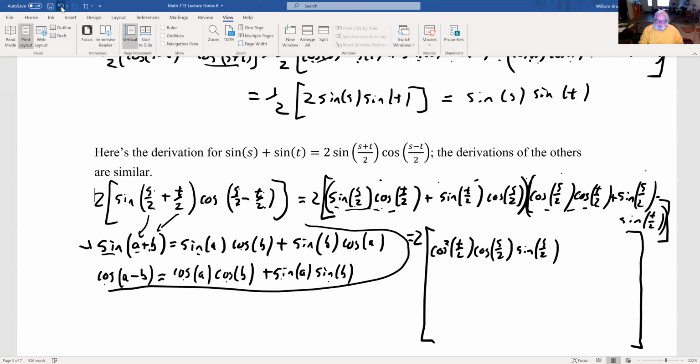So that's first. Outer is this term times this term at the end, and that's got a sine of S over 2 and another sine of S over 2. So I'm actually going to write that over here. Sine S over 2 times sine S over 2 gives me a sine squared of S over 2. Then I get a cosine T over 2 times a sine T over 2.